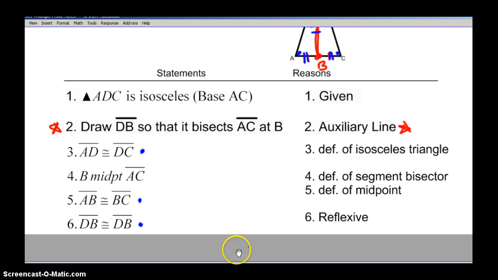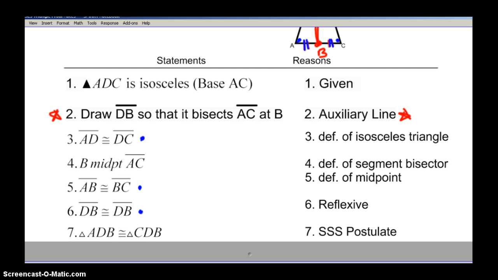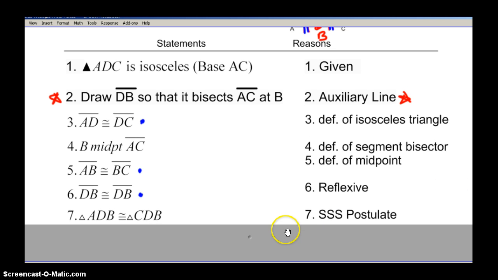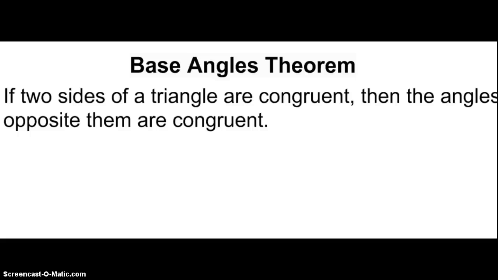Therefore, you can now prove the triangles congruent by the side-side-side postulate. And if the triangles are congruent by side-side-side, through the corresponding parts of congruent triangles, we know angle A is congruent to angle C. So what we just proved was the base angles theorem. Copy down this theorem. It says that if two sides of a triangle are congruent, then the angles opposite them are congruent.